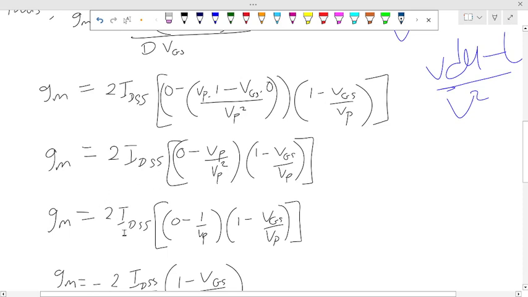So we just have to open this bracket, but before doing that, let's simplify. 2 IDSS. Now, looking at this, it is VP on top and VP squared under, meaning we have VP under with another VP. So one of the VP under will cancel one of the VP on top. So what you have is 0 minus 1 over VP, and this thing remains the same here.